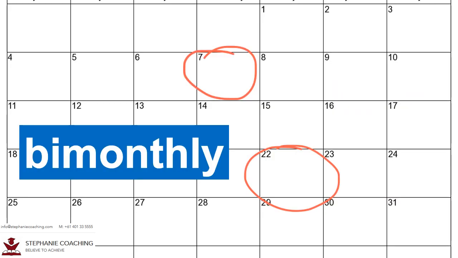Word number 5 is bi-monthly. Bi-monthly means twice a month. You can remember this from the prefix bi, which means two. For example, our teacher gives us bi-monthly maths tests to make sure we are keeping up with our work. This means we have 2 maths tests every month.